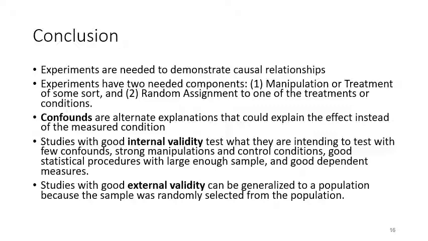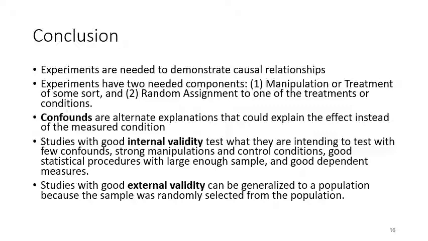Experiments have two needed components: manipulation or treatment of some sort, and random assignment to conditions. Confounds, we looked at that word a little bit, are alternate explanations that could have explained the effect instead of the measured condition. Studies with good internal validity test what they are intending to test with few confounds. So good manipulations, good control conditions, good statistics, enough people, good measures, all of those things are internal validity. And we'll be looking at these details later in the term.